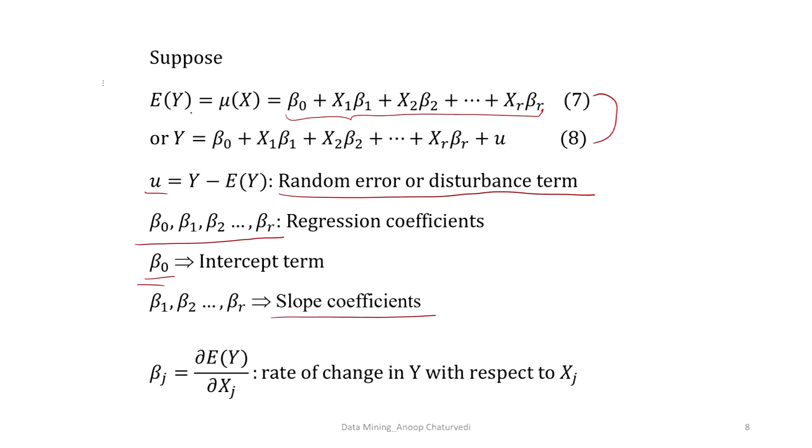Now, suppose you differentiate expectation of y with respect to x 1, then what you get? You simply obtain beta 1. Or in general, suppose you differentiate expectation of y with respect to x j, then you obtain beta j. So, basically beta j gives you the rate of change in y with respect to x j. That is why this beta j is called the slope coefficient.